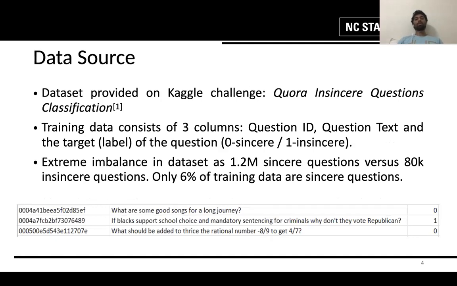The dataset that we used for our project is the Quora Insincere Questions Classification found on Kaggle. The training data consists of 3 columns: the question ID, the question text, and the target of the question, with 0 being sincere and 1 being insincere. There are about 1.3 million questions in the training data and 0.3 million questions in the testing data.